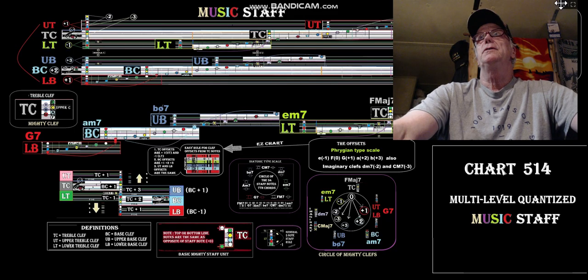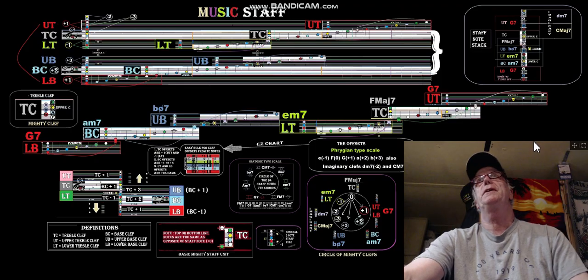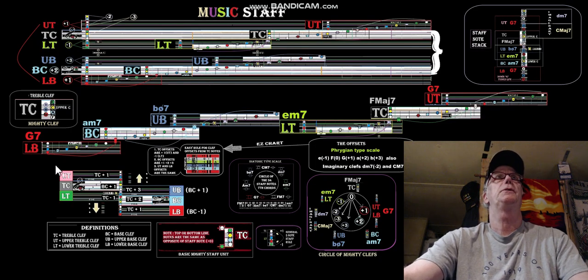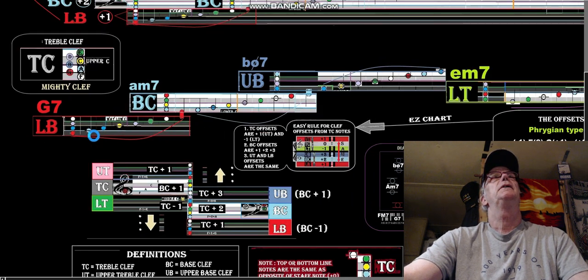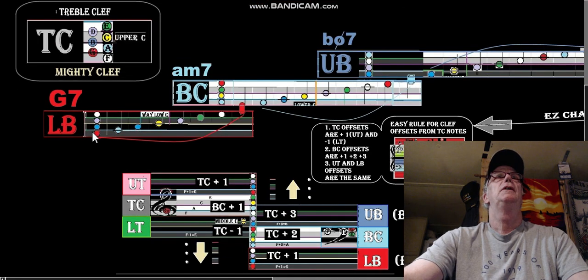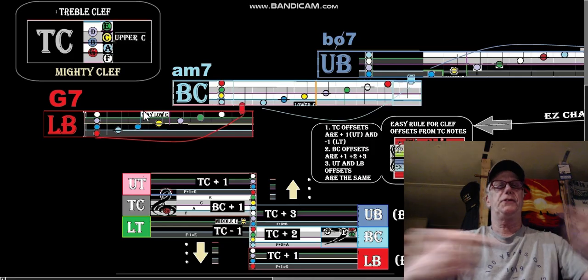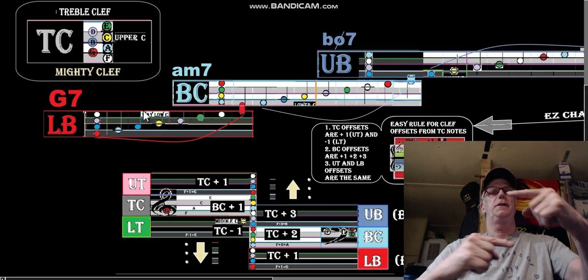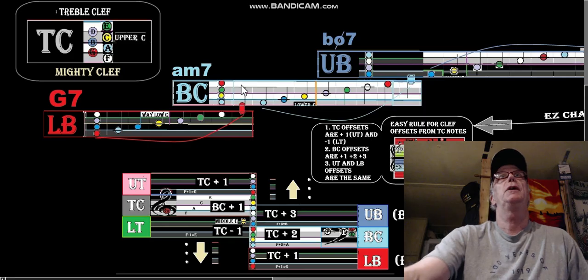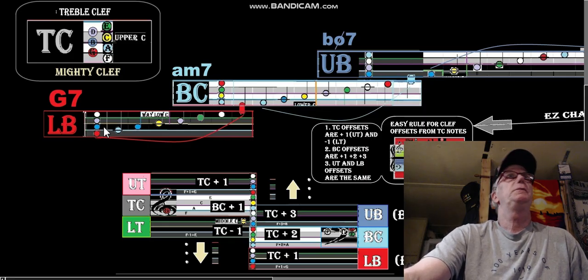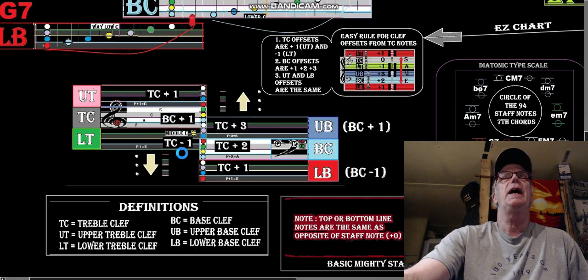So here we are, chart 514, multi-level quantized music staff. Same thing, just getting a little more into it. Here it is. Here's lower bass clef. In this scheme, we're defining it just one staff size lower than the bass clef right here. Here's the bass clef. So lower would be just appropriately about one staff size, but it actually goes lower than that.